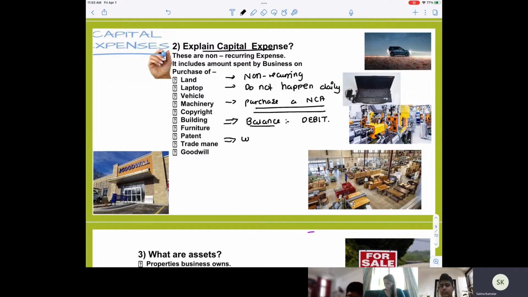Okay. Tell me where will capital expenditure appear? Income statement or statement of financial position? Can you all hear me? Yes. Where will capital expenditure appear? Income statement or statement of financial position? Can you read out the examples of capital expenditure? Yes, miss. Non-current assets. So, statement of financial position. Yes, very good. So they will not appear in the income statement, they will appear in the statement of financial position.